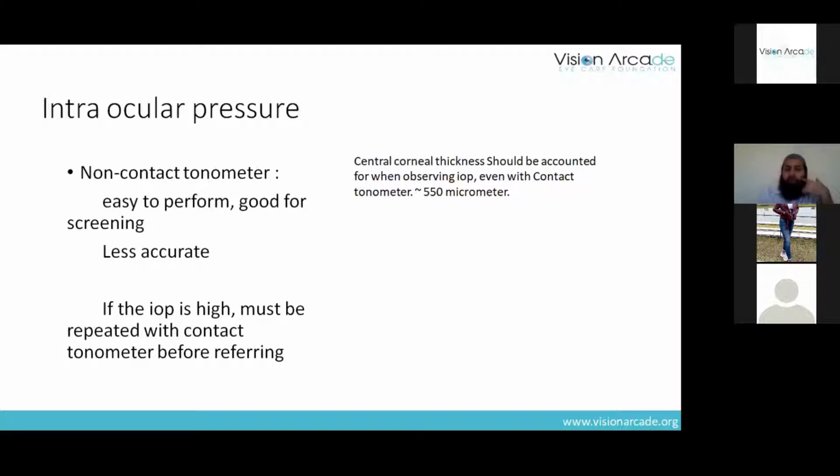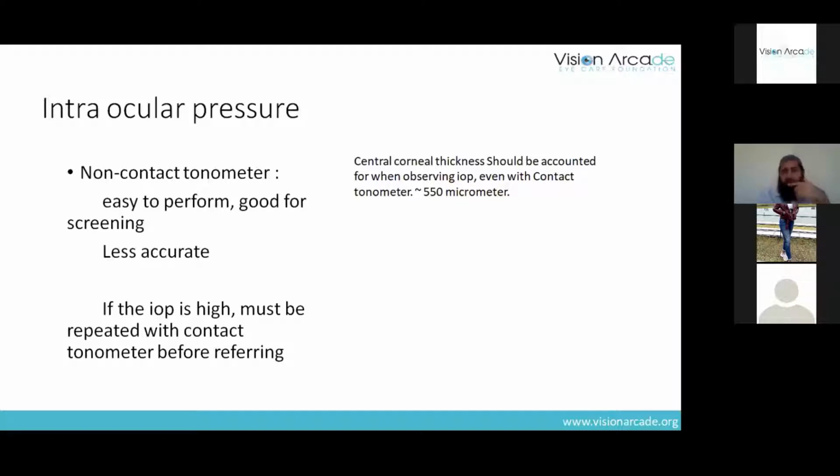And if the IOP is high with non-contact tonometry, we just repeat it with contact tonometry. We don't do contact tonometry as our first choice because we have to put the anesthesia in the patient's eyes and it's a bit more intrusive. Therefore, non-contact tonometry is simple and easy to perform as a screening test.